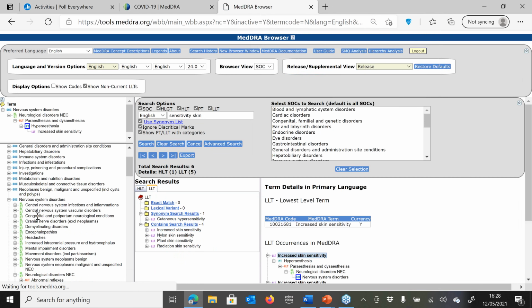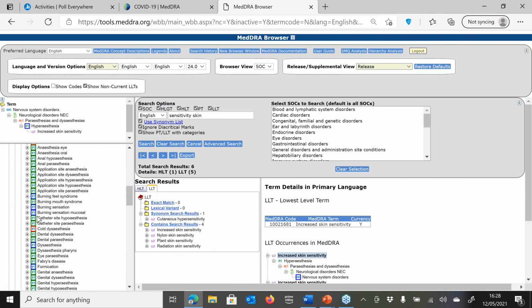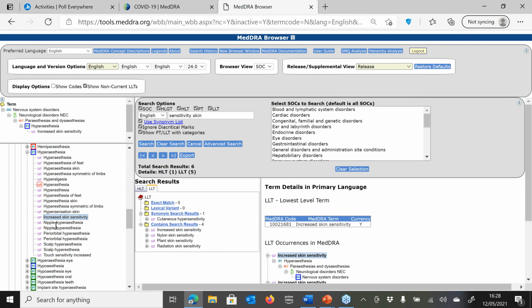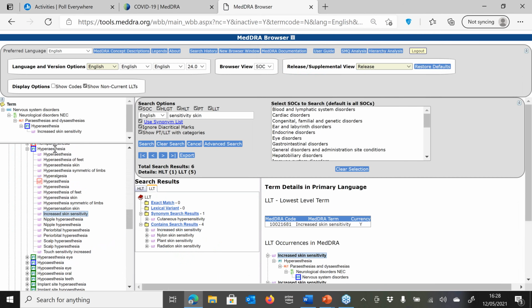And I see immediately there, before we even get into the hierarchy, we can see the PT for increased skin sensitivity is hyperesthesia: increased sensitivity, increased sensation. We can see any others there. So that seems like quite a nice one.